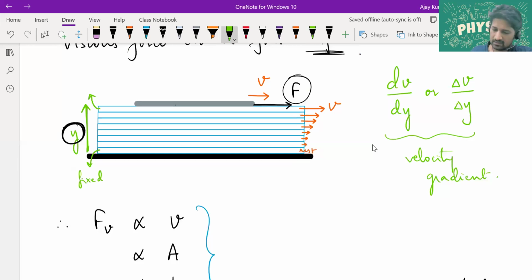And this last layer is the one which you want to move. I mean, the last layer is the layer which you want to move with the speed v. Fixed layer speed is 0. This layer speed is v. Okay, so y is basically the distance between those two layers.